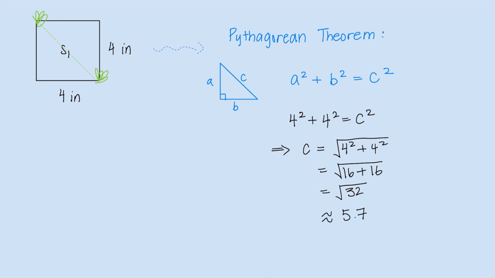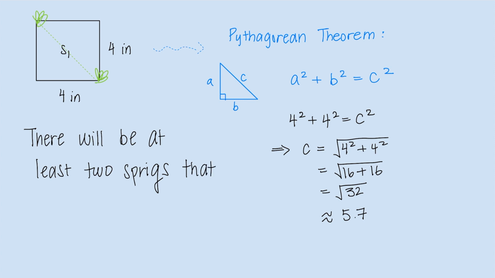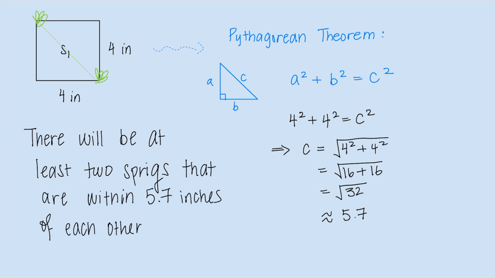So this means that by the pigeonhole principle, at least 2 of the sprigs will be within 5.7 inches of each other. So is it possible to plant 5 sprigs of parsley in an 8 by 8 inch plot so that any 2 sprigs are at least 6 inches apart from each other? The answer is no, it's not. So in this case, either Peggy has to plant fewer sprigs or she's got to be okay with some overcrowding.